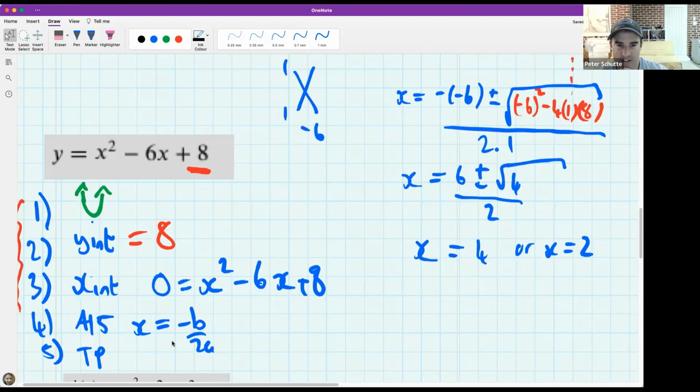We will use both x-intercepts because we're drawing a parabola. So we will definitely use both values, and I'll explain in the next lesson how that would work. Definitely, yeah.